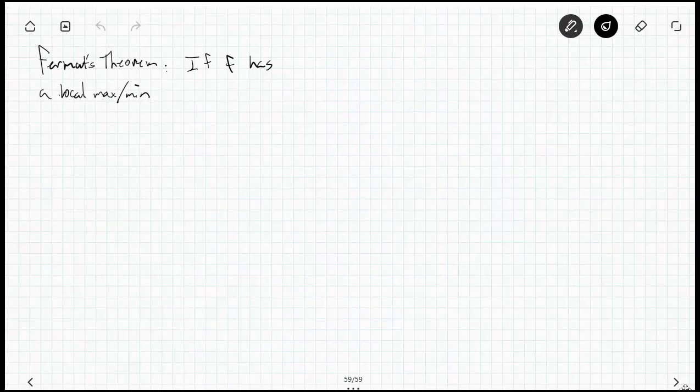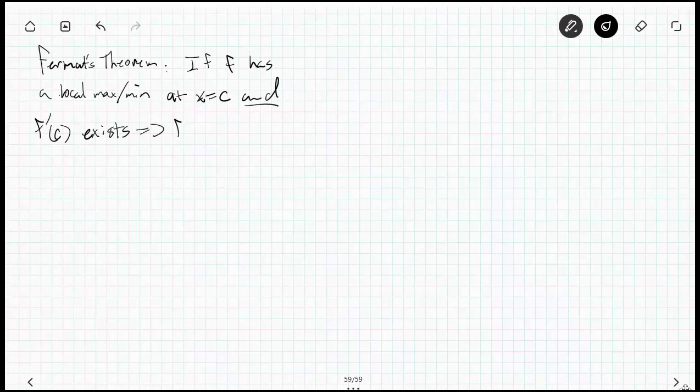All right, it says if f has a local max or min at x equals c, and f prime of c exists, this implies that f prime of c, that's a single prime, f prime of c must equal 0. It has no choice. Now, this says if f prime of c exists, then f prime of c is equal to 0.